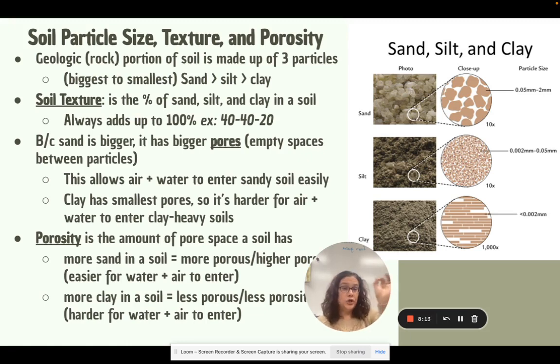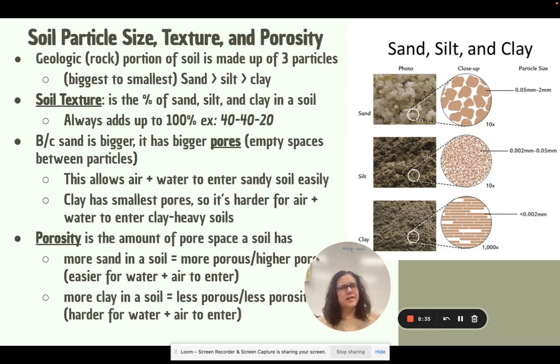Sand has larger particles, so typically we have more empty space between the particles there. You get more air and water that come in. Clay, on the other hand, has the smallest particles, so that tends to have very few air pockets. Water doesn't really get in there much. So if you've ever been down south where they have a lot of clay and it's rained, you know that it doesn't soak into the ground as much as we have here.